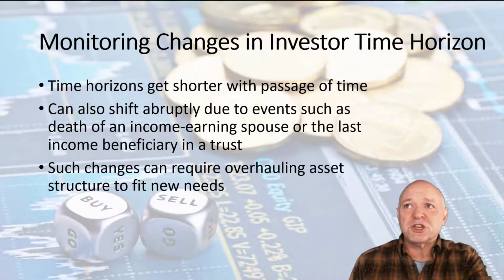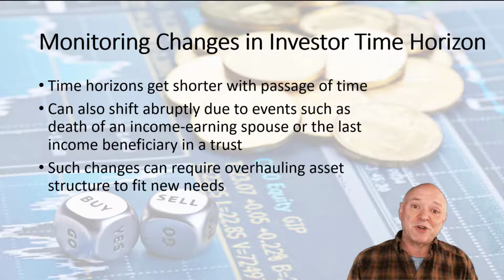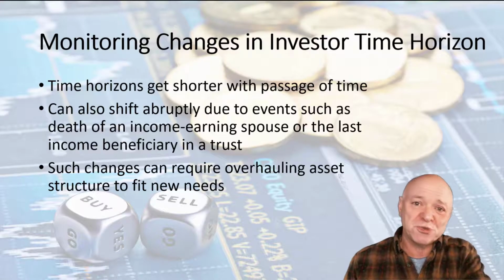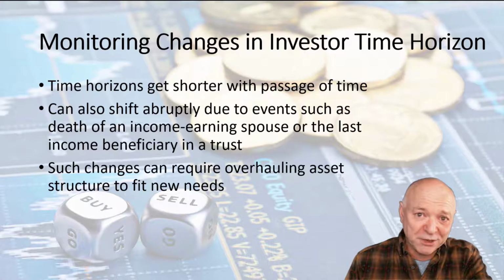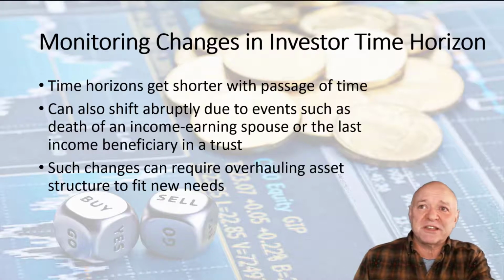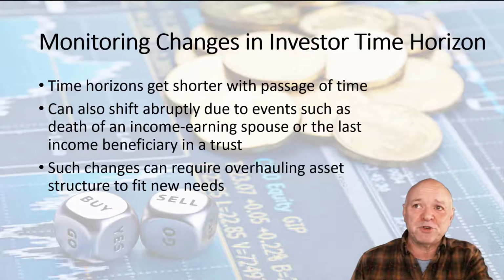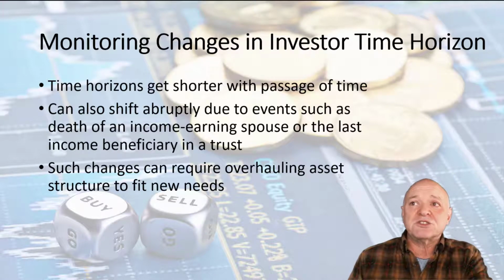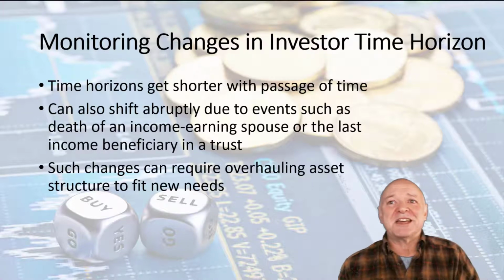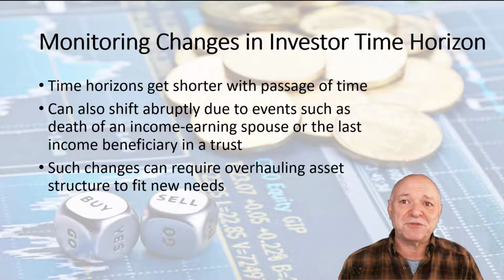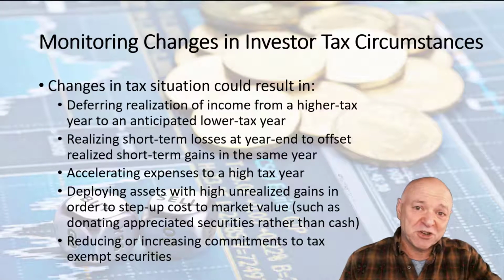We also may see changes to the investor time horizon. And naturally, for individuals, time horizons become shorter as we get closer to retirement or closer to our end game. They may shift abruptly because of events like a death of an income-earning spouse or perhaps being the last beneficiary in a family trust. Such changes can require overhauling the asset structure to meet the new needs of the new time horizon. There may be changes in tax circumstances.